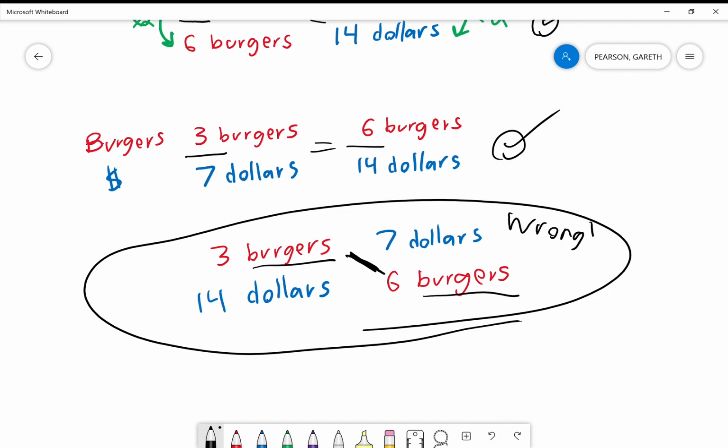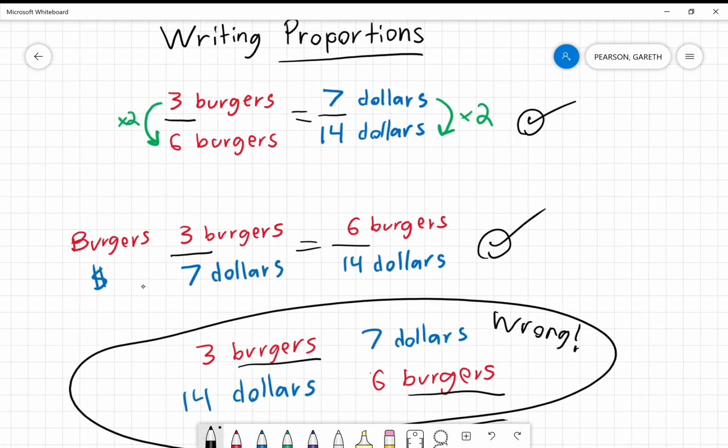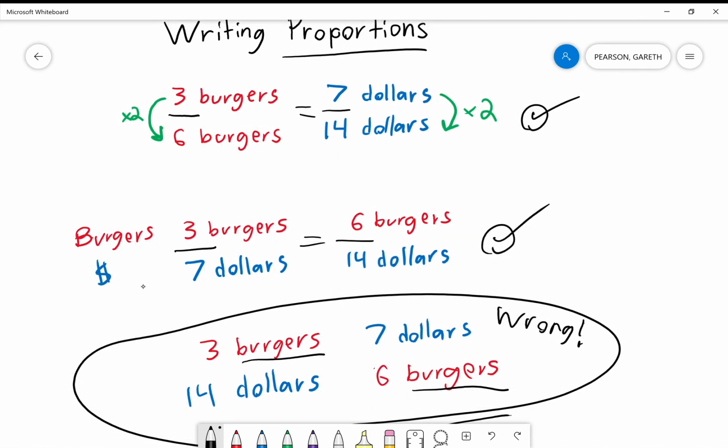It's just not okay. You want things to be organized. You know that Mr. Pearson is big on organization. If things are organized, they're categorized together. Burgers would be top to bottom, or they would be left to right, but they are never diagonal. The same would go for dollars. Dollars are not going to be diagonal. They either have to be top to bottom or left to right. And that's basically all there is to it. If you want to write a proportion successfully, stay organized. That's it.